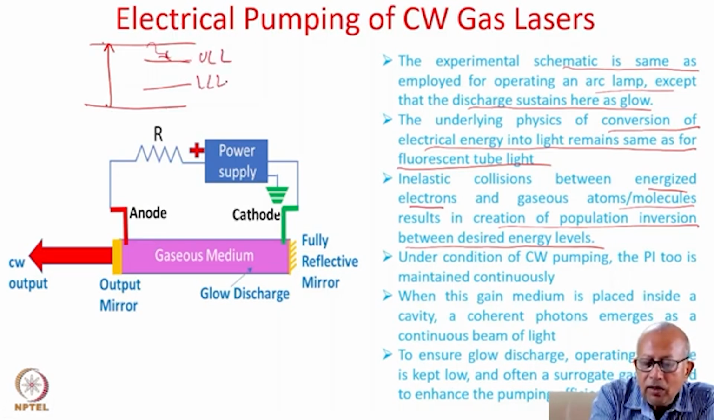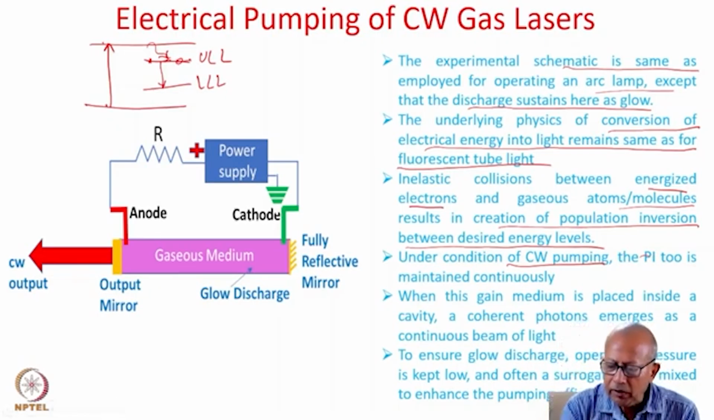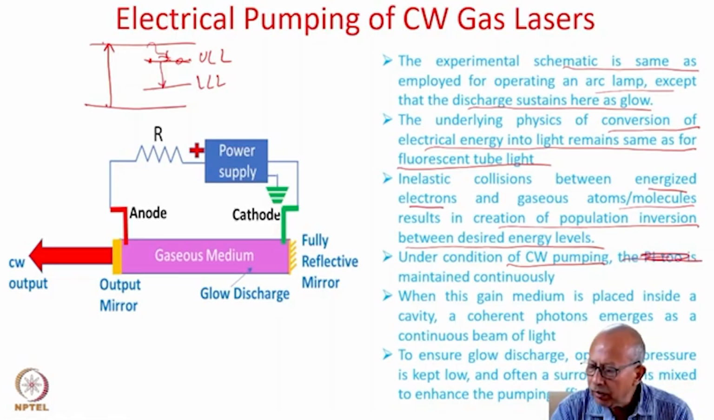This is the lower laser level, and the lasing emission will occur between these two when you create a population inversion. Now, under condition of CW pumping, the power supply also continuously feeds. Only then will it work in continuous mode.